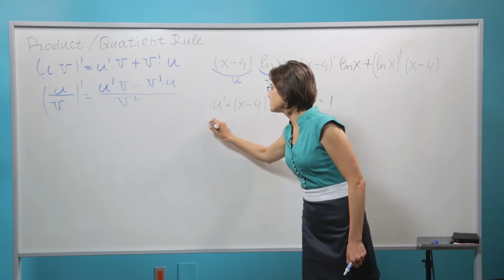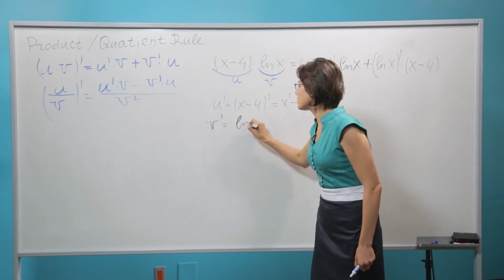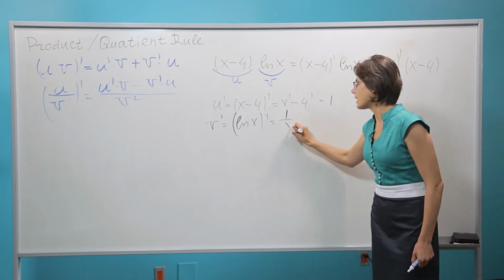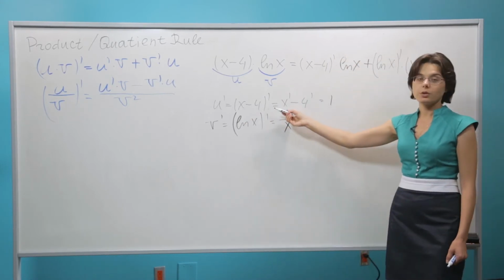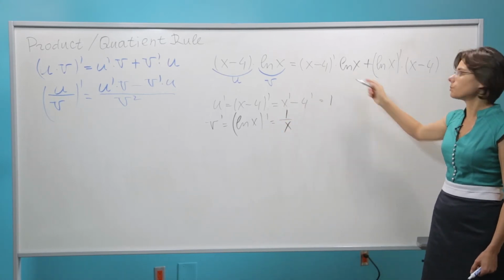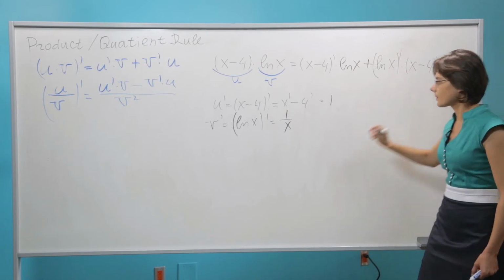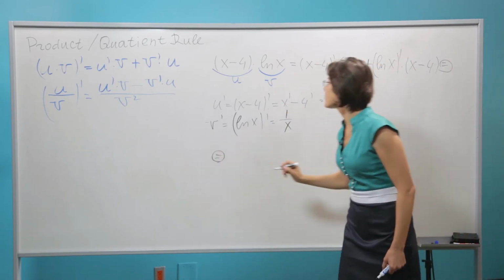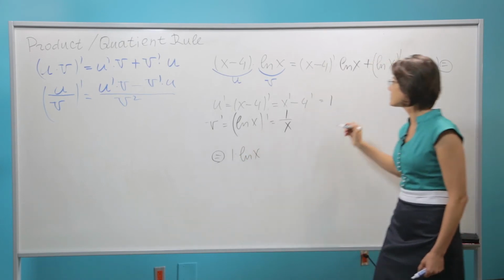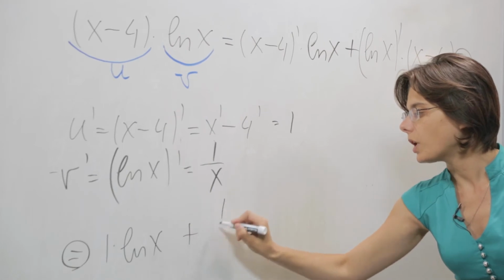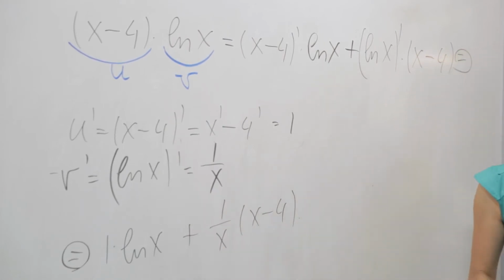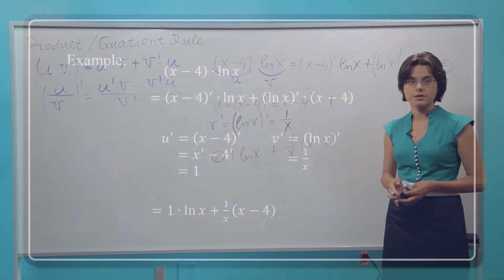Now, the derivative of function v is just the derivative of natural logarithm, and we know from the formula that this is 1 over x. Once we know the derivatives of u and v, we can plug them back into our formula to obtain the result. So we have 1 times natural logarithm of x plus 1 over x times x minus 4. Here we go. This is the derivative of the product of two functions.